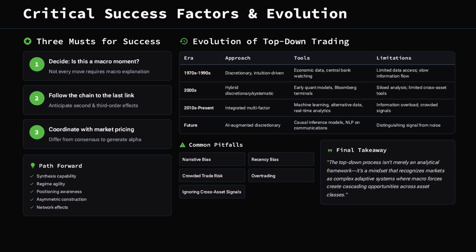Top-down trading has evolved across eras. The 1970s and 80s relied on intuition, limited by slow data flow. The 2000s introduced hybrid discretionary systematic approaches with early quant tools and Bloomberg terminals, yet analysis remained siloed. Today's integrated multi-factor frameworks leverage machine learning, alternative data, and real-time analytics, though challenges like information overload and crowded signals persist. The horizon points to AI-augmented discretion, causal inference models, and natural language processing, parsing central bank communications, always wrestling the timeless challenge of signal versus noise.